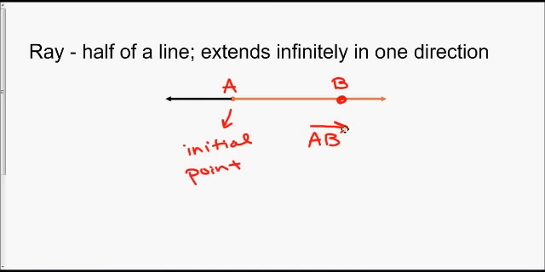So there's an arrow on one end, and it goes on the end that has an arrow in the diagram. You cannot label this ray BA because it starts at A. So the initial point always goes first. This is wrong.